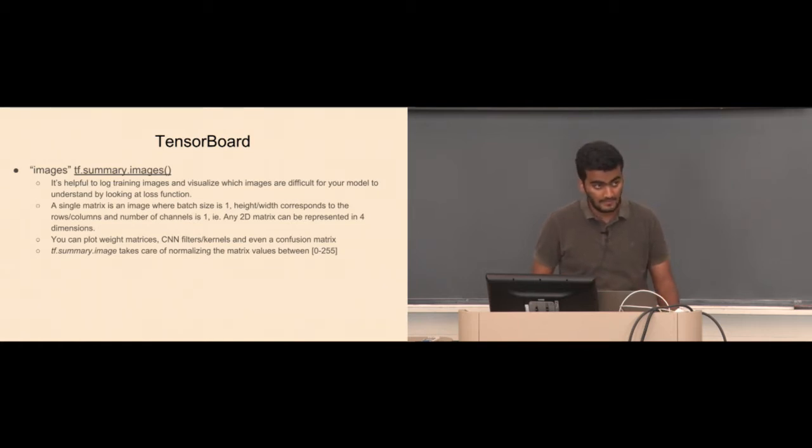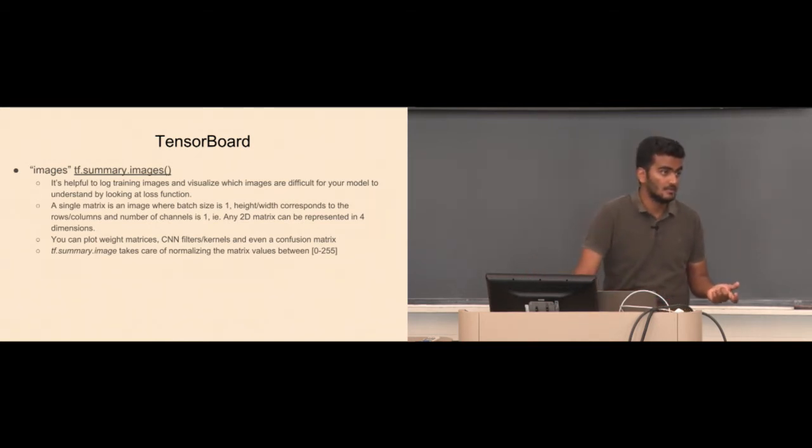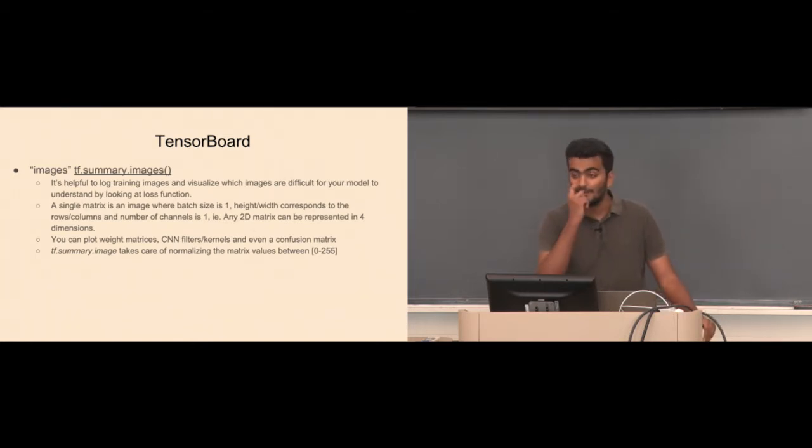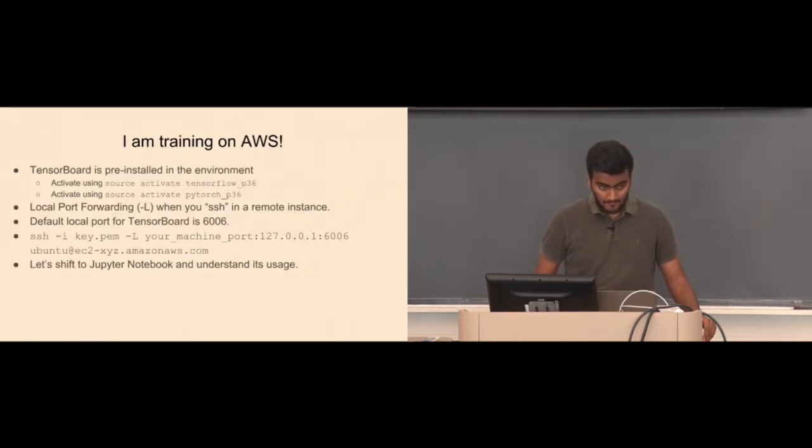You can plot CNN filters, kernels with it. You can plot a confusion matrix with it. And tf.summary.image automatically does the normalization for you. So you don't have to worry about keeping the values between 0 and 255 to plot it as an image. It would be any value, and it automatically rescales it to 0 to 255.